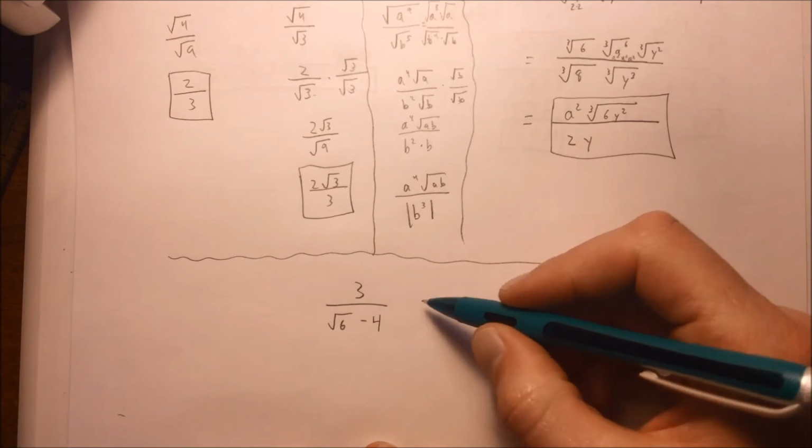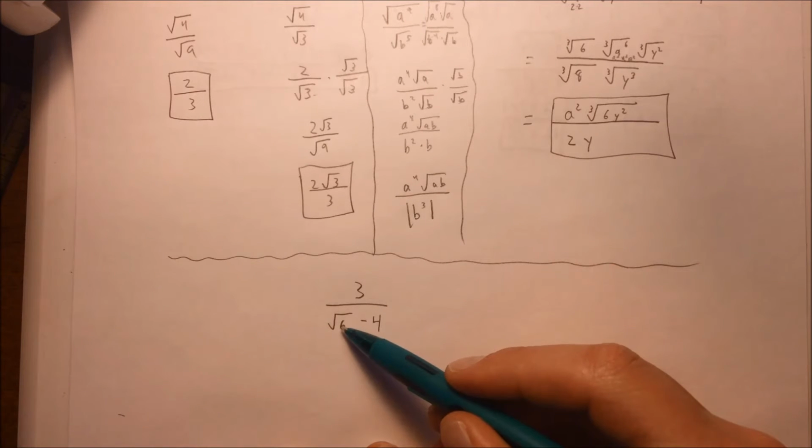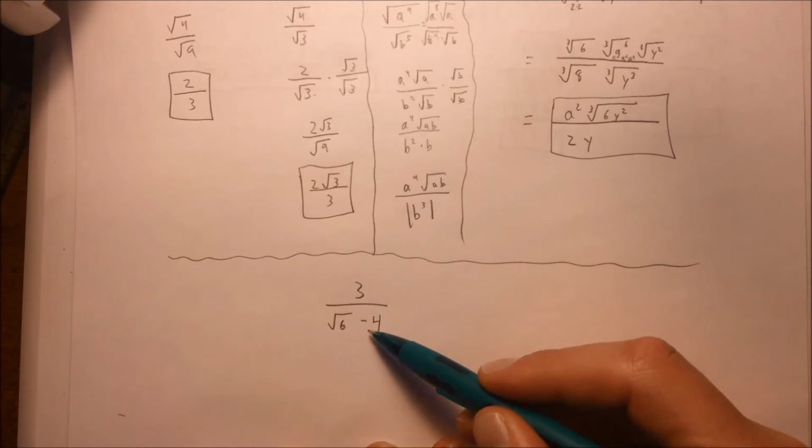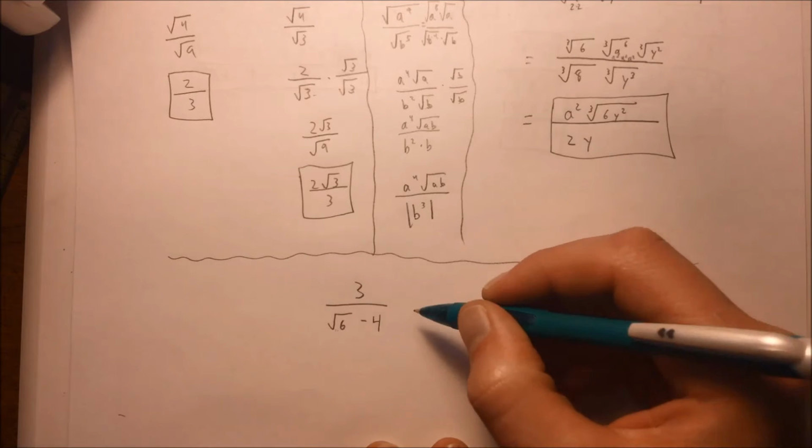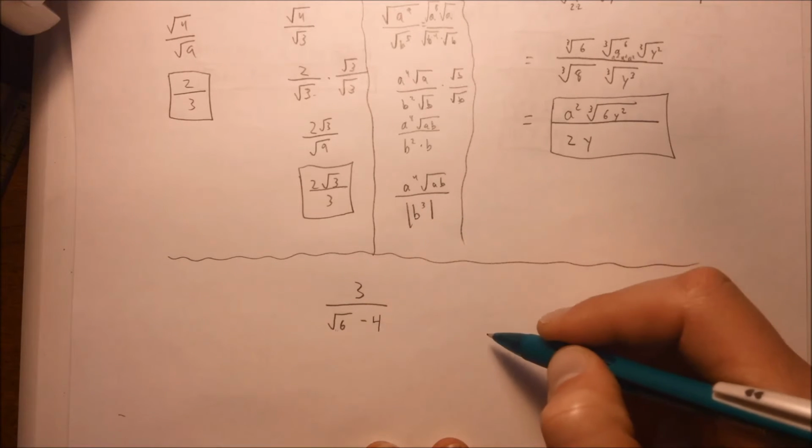Last example. Once again, we cannot have a square root on the bottom. That is a mathematical no-no. At least for now, anyway. So, how do we get rid of this?